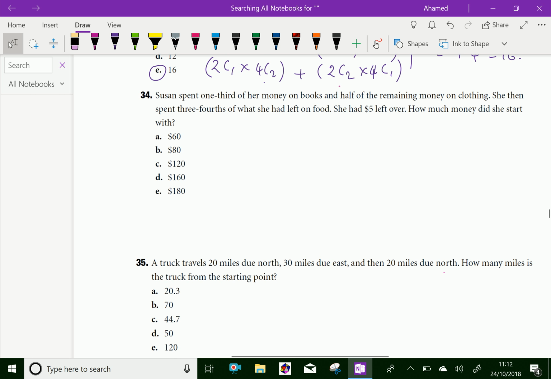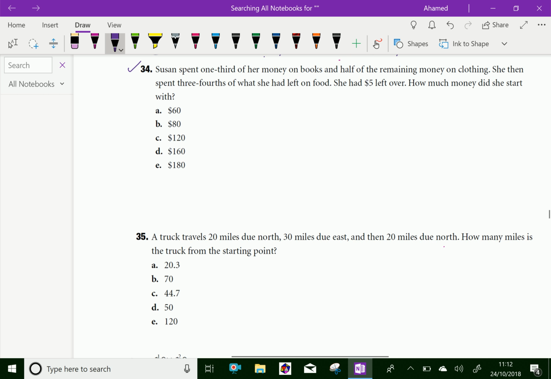Next question. Susan spent 1/3 of her money on books and half of the remaining money on clothing. She then spent 3/4 of what she had left on food. She had $5 left over. How much money did she start with? Here, originally she has X dollars.